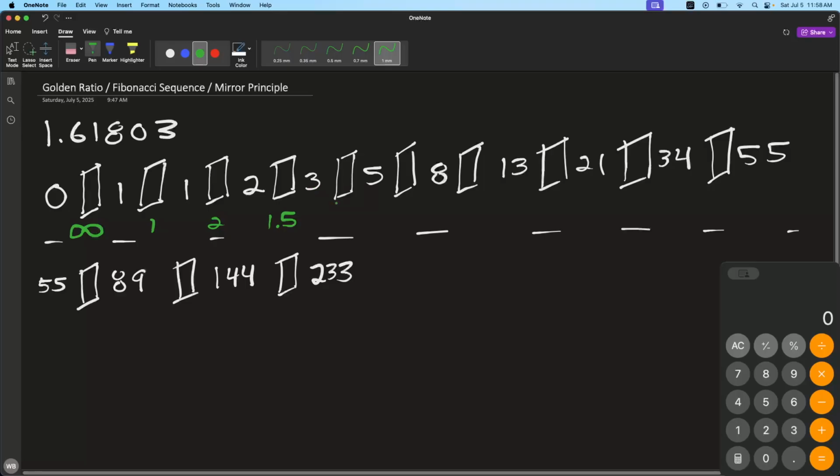5 divided by 3. I'm going to start using the calculator here just so it's very evident. 5 divided by 3, 1.6 repeating. Okay. This is 1.6 repeating. I'm just going to type all these in real quick and then we'll write them down. So 8 divided by 5, right? 1.6, not repeating, just 1.60000. So now we're getting closer to this golden ratio number that I've written here.